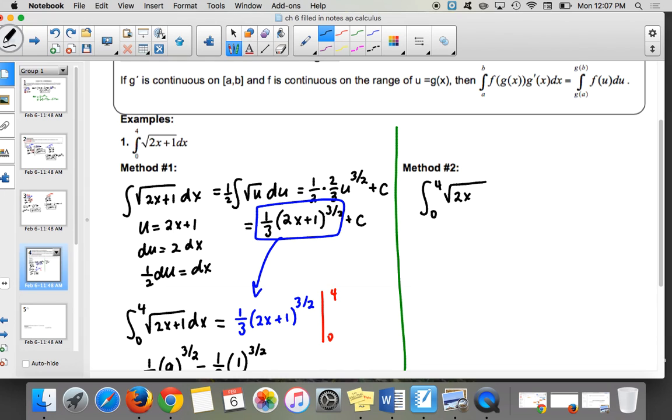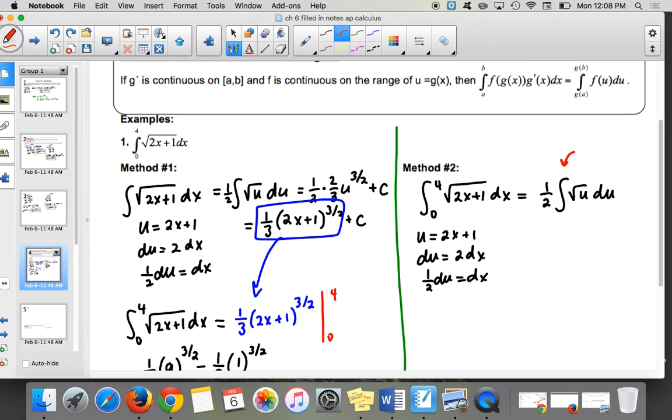So I like to start it out the same way with my u-substitution. So I'm like, okay, u is going to be 2x plus 1, and du is 2 dx. So I'm still going to have that 1/2 du equals dx. And we replace. So I got my 1/2, I got my square root of u, my du, looking good. But I put numbers here. But I don't put 0 and 4, because 0 and 4 were x values. I want u values here.